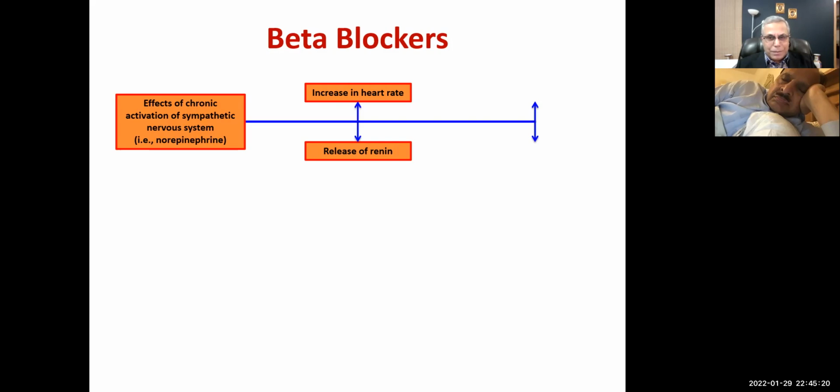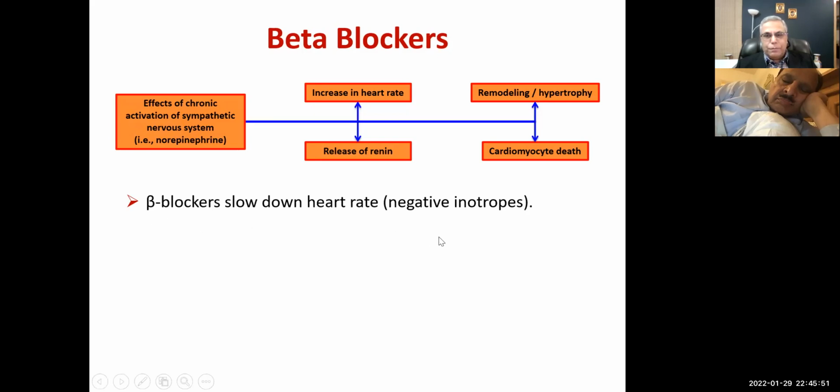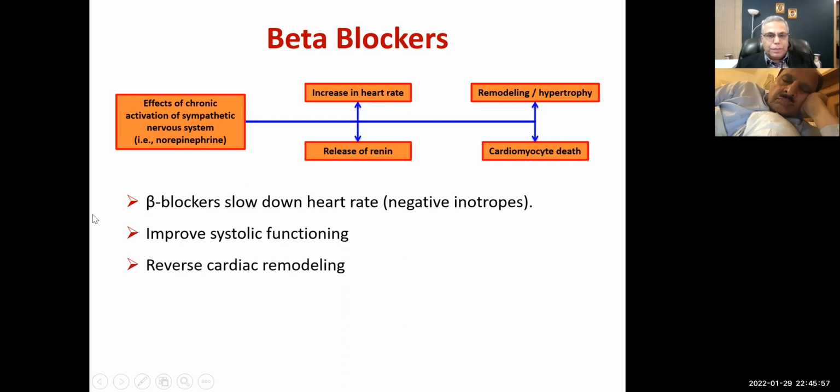So stimulation of the sympathetic nervous system through those beta receptors will increase the secretion of renin, which will then go through all those conversions of angiotensinogen to angiotensin 1, angiotensin 2, aldosterone, and salt and water retention. Okay, remodeling, hypertrophy happens over there, cardiomyocyte death. So all of these things could happen as a result of sympathetic stimulation. So beta blockers are negative inotropes. So they slow down the heart rate, they improve systolic functioning, they reverse to some extent cardiac remodeling.